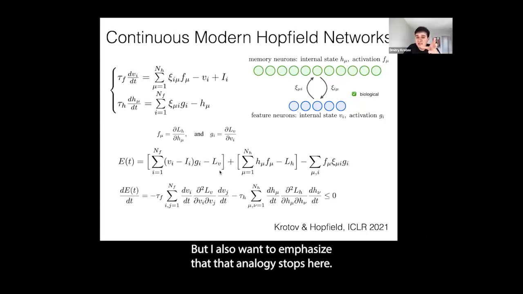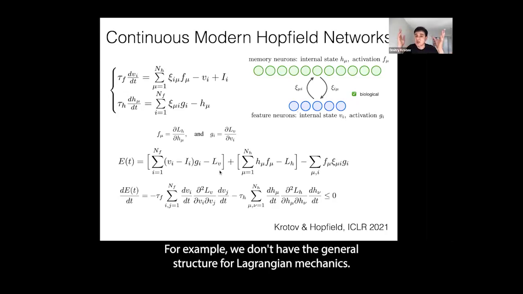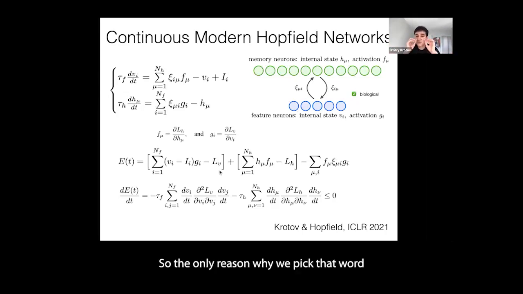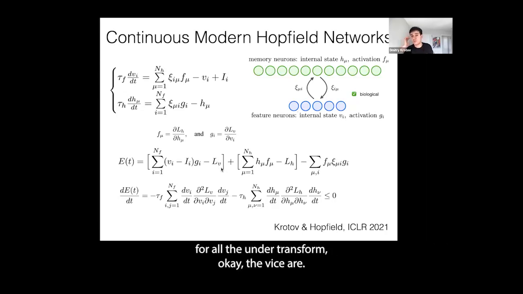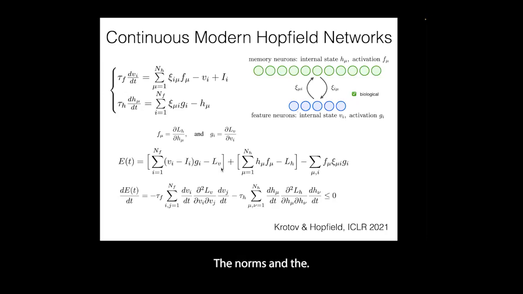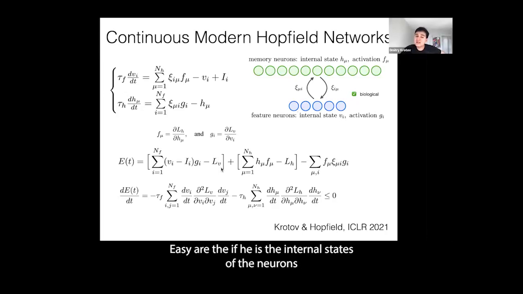But I also want to emphasize that the analogy stops here. We don't have any form of Euler-Lagrange equations in this system. For example, we don't have the general structure of Lagrangian mechanics. The only reason we picked that word is because the energy is related to those auxiliary functions through the Legendre transform. Okay. The V_i are the internal states of the neurons.